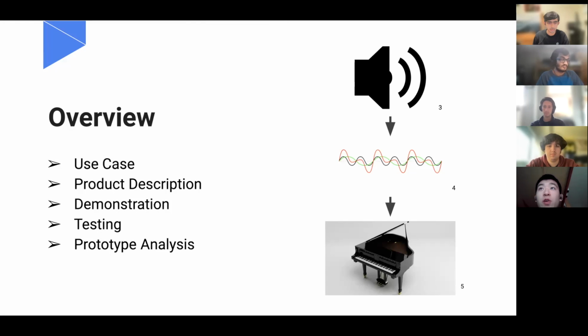So here's an overview of our product presentation. First we will describe the possible use cases of our project slash product. Then we will go over a general description of it. Next, we will give a demonstration of our product being used, and then we'll give a few test cases that we used on our product. Finally, we'll do an analysis on the overall results of our program and determine whether or not it is available for consumer slash corporate use.